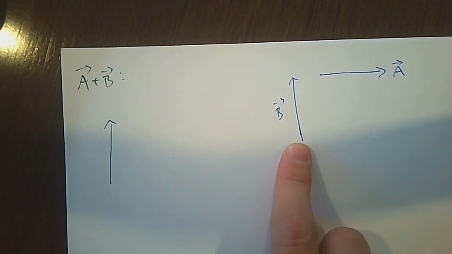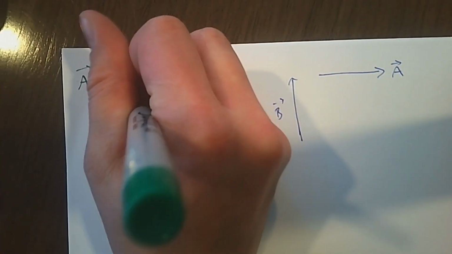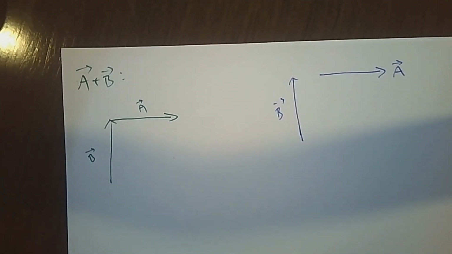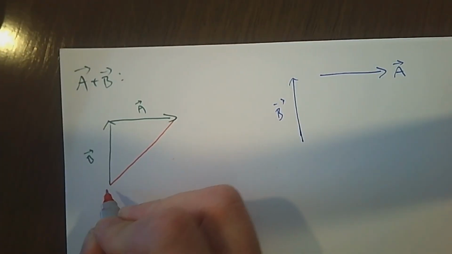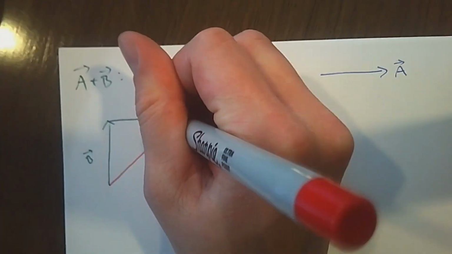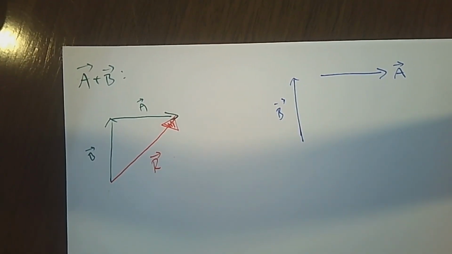So let's see, B, keeping the magnitude the same, plus A. Here's them added tip to tail, and the resultant connects the first and last vector together, tail to tail, tip to tip. That would be my resultant, which I'm going to just show as my R for resultant here.